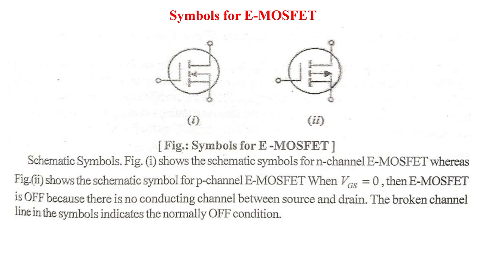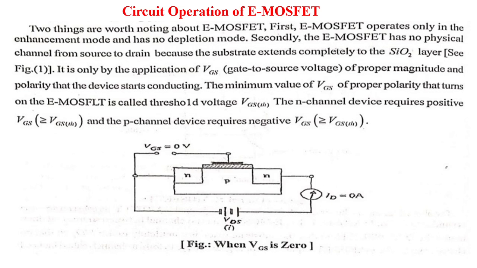Now, circuit operation of E MOSFET. Two things are worth noting about the E MOSFET. First, the E MOSFET operates only in the enhancement mode and has no depletion mode. Secondly, the E MOSFET has no physical channel from source to drain because the substrate extends completely to the SiO2 layer.